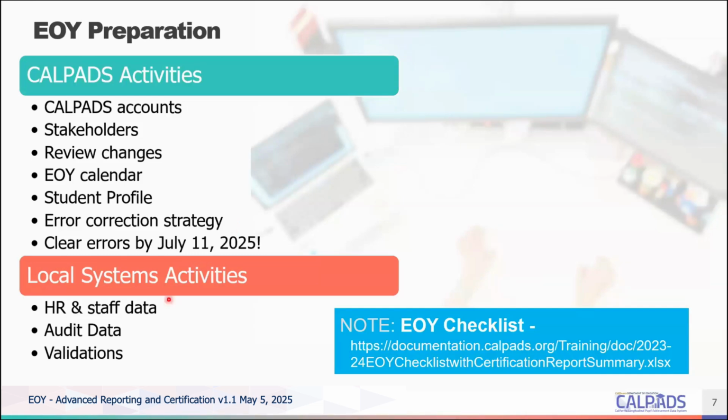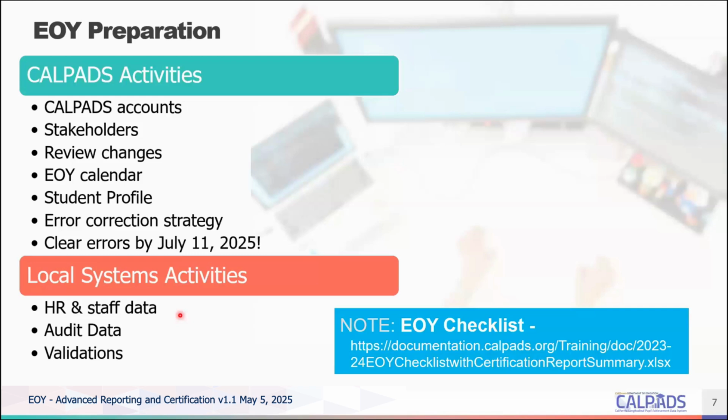On the local systems activities, verify that the Human Resources Department has updated staff demographics data. So especially for LEAs that will be submitting course completion information for grades 9 through 12, this is very important. If you had any staff that came after Census Day up until the end of the year, or that they left, that information needs to be updated, because your course data uses staff demographics information, which is important. And then audit your data internally to make sure the required data are populated.